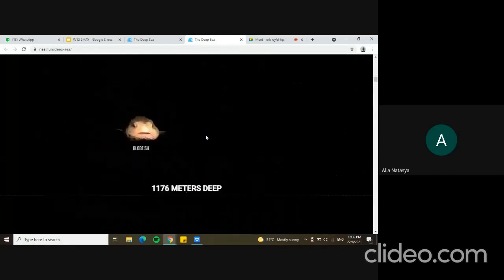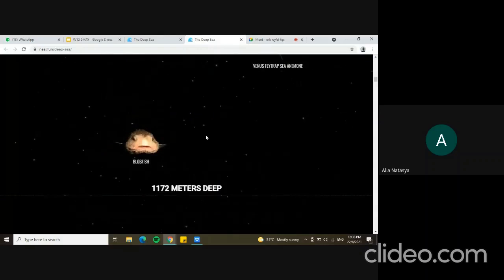Okay, so here is where blockfish are. So basically, this is where pupils should stop the teacher as they start seeing blockfish. Blockfish live at 1,172 meters deep in the deep sea. So this is not only to teach pupils about the context of the lesson, but also to give them an idea of the real life blockfish. So they will know this as general knowledge of the sea.